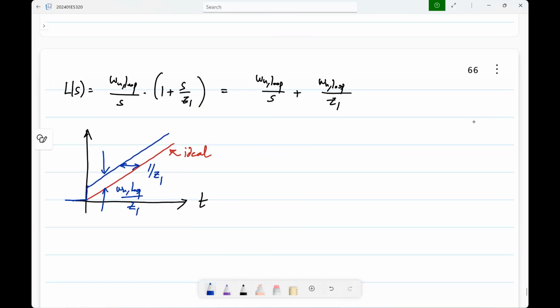So it looks like a time advance by 1 by z1. Of course, don't be confused by the term time advance. It's not non-causal or anything. Where it is ramping up, it looks like an advance. So this is again something you can use beneficially to improve the stability.